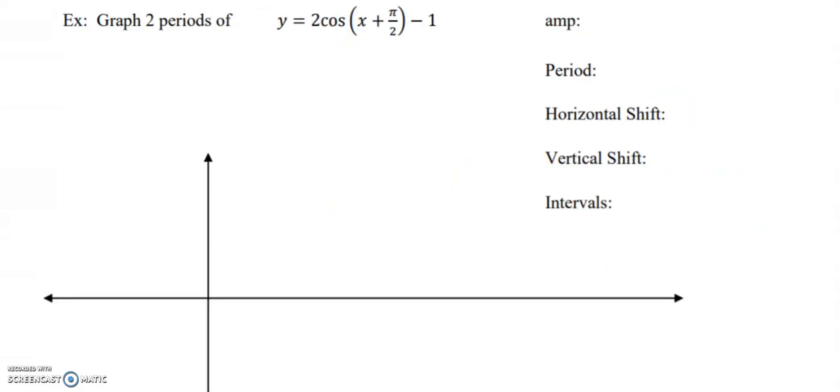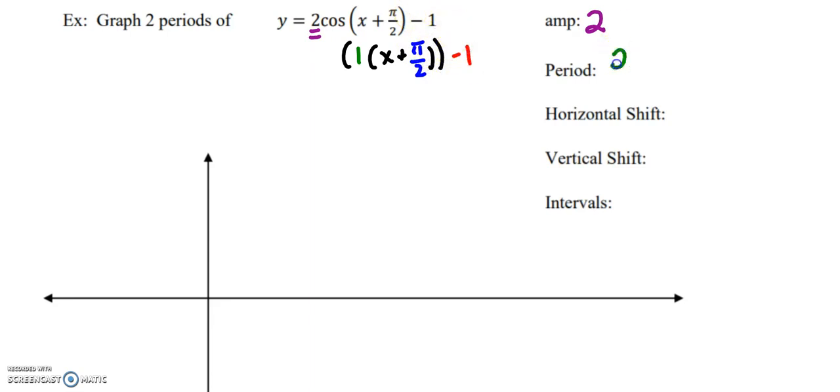All right, let's try it again. So we've got an amplitude of 2 that comes from our vertical stretch. If I rewrite this, I can factor out a 1, because that's my only greatest common factor, x plus pi over 2, and then I have this minus 1.